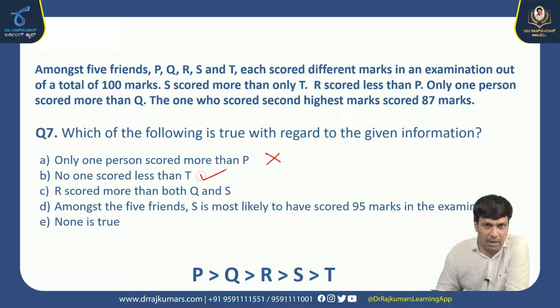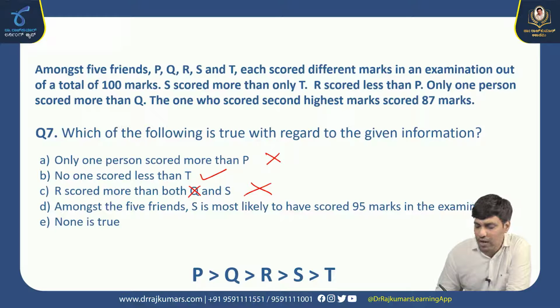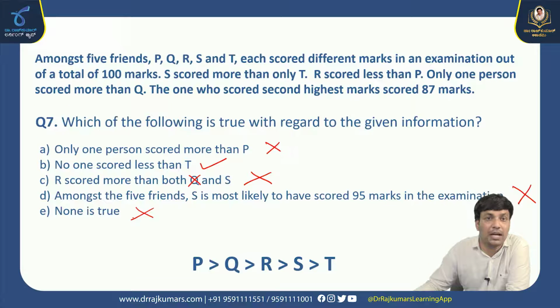Let's check out the remaining options also. R scored more than Q and S. No, R scored more than only S and T, right? But R did not score more than Q. Among 5 friends, S is most likely to have scored 95 marks in an examination. This is also a wrong option, right? None is true. As we got B as the right answer, we can't pick E, none is true. So the right option for this question is option B.